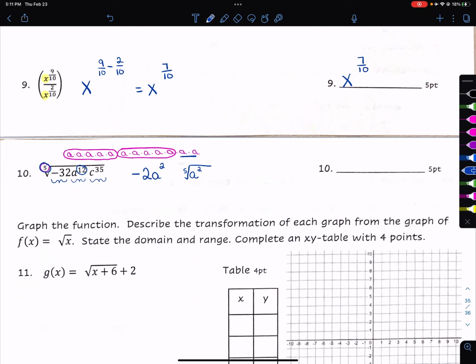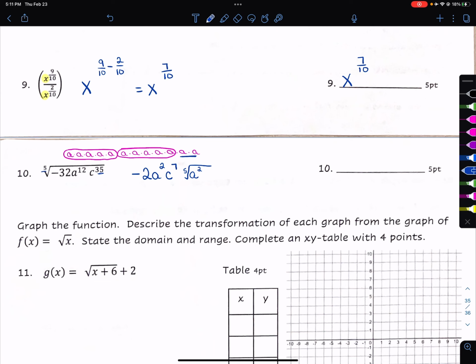Okay. Now, if I'm looking at it and I say, can I take the fifth root of c to the 35th power? Can we divide 35 by 5? Yes, that gives us c to the 7th. There are no c's left over, nothing more than 35, so I don't need any more c's underneath the radical.